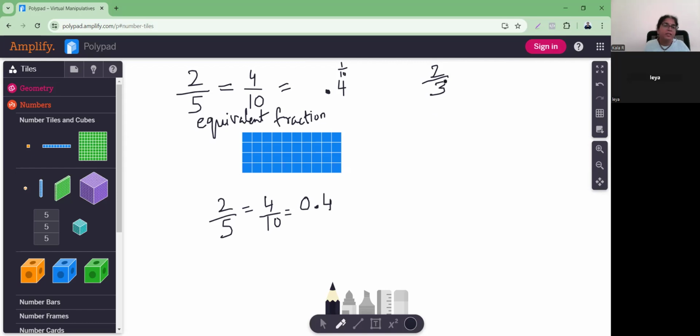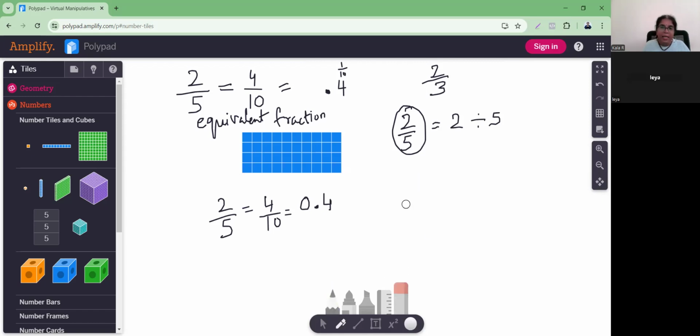To understand this, we'll again take the same example, 2/5 only. Now, if you know fractions, fractions also means division. What is the meaning of this? 2 things were there. You are giving it to 5 people. 2 is divided by 5, not 5 divided by 2. That's the meaning of this fraction.